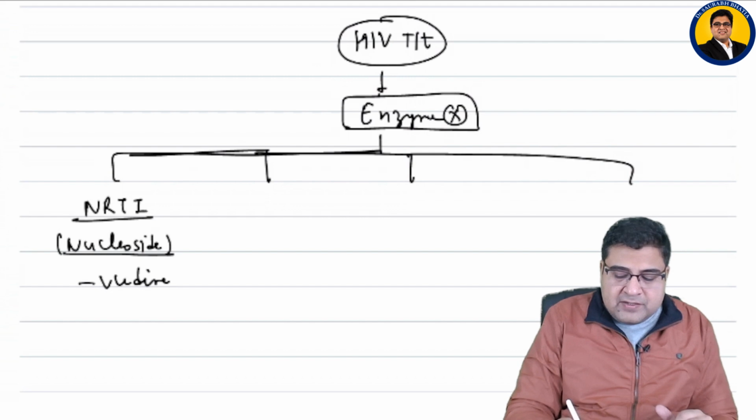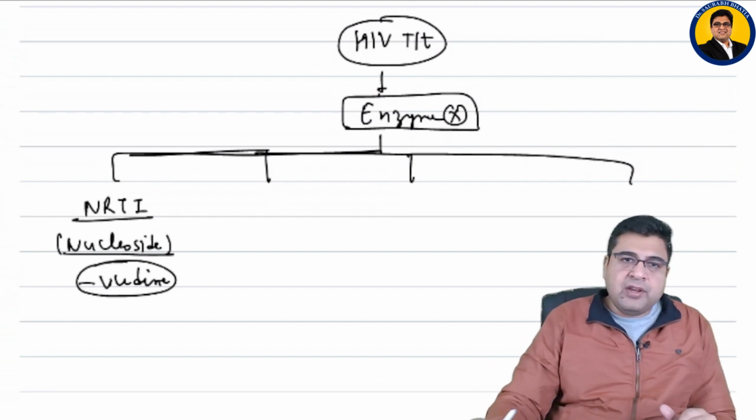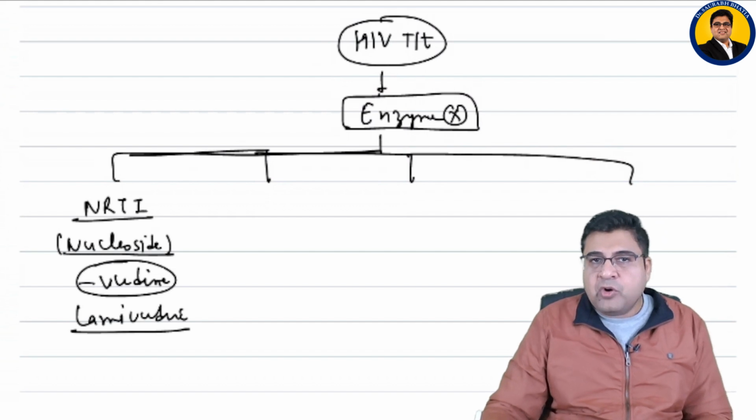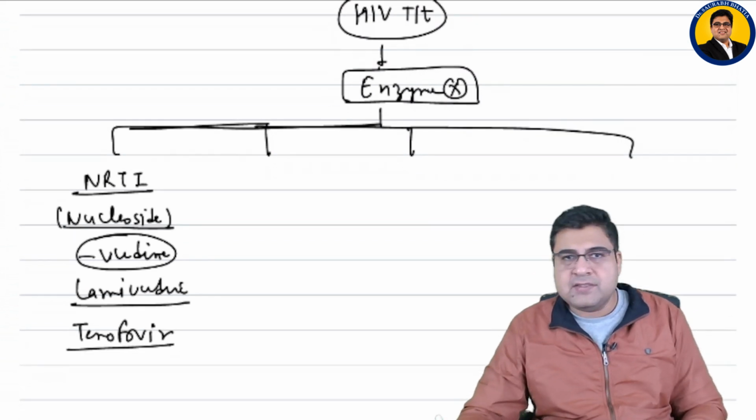And most of these medicines end with the word vudine. Like above, we have discussed this medicine, lamivudine. So lamivudine is an example of NRTI. But of course, we have some different names. For example, we have discussed one drug above, tenofovir, that also belongs to the same class as NRTI.